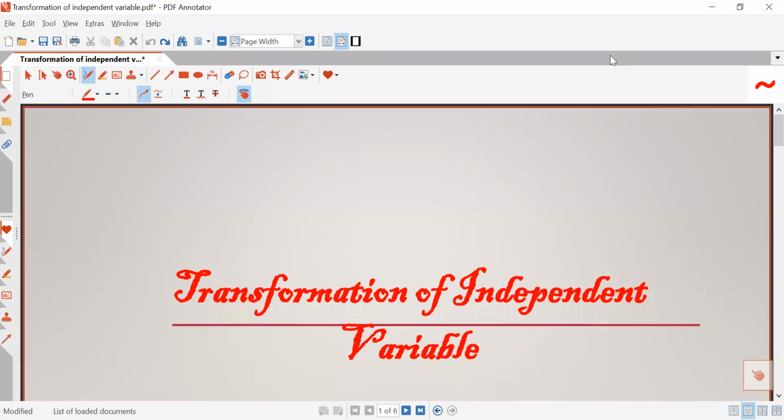In this lecture, I am going to discuss the transformation of the independent variable. As you know, a signal is a physical quantity, and that quantity will be a function of some independent variable. The independent variable can be time, space, height, or any other physical quantity on which the signal characteristic depends. In this course, we usually consider time as the independent variable.